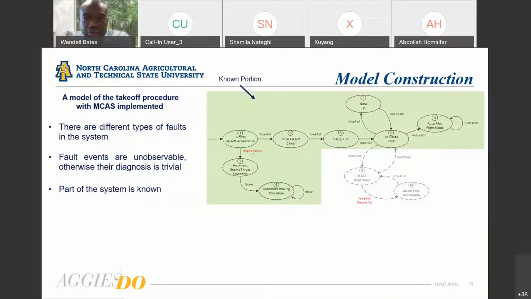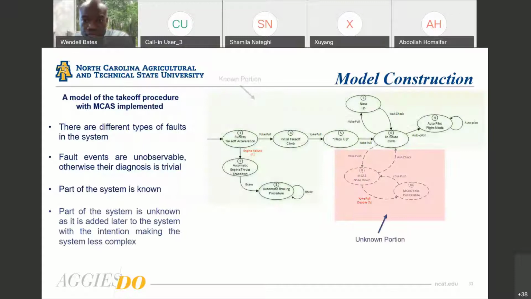Anything that could go wrong during this time, they're knowledgeable about. And then we have the unknown portion, which was introduced with the intention of making the system of the Boeing 737 less complex. However, if you recall, this part of the system is unknown to the pilot.